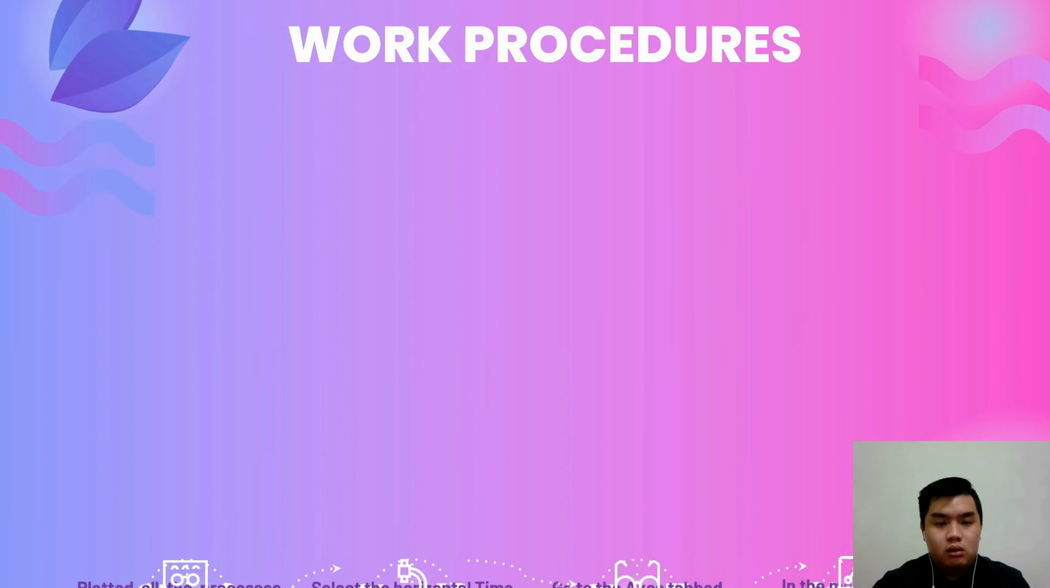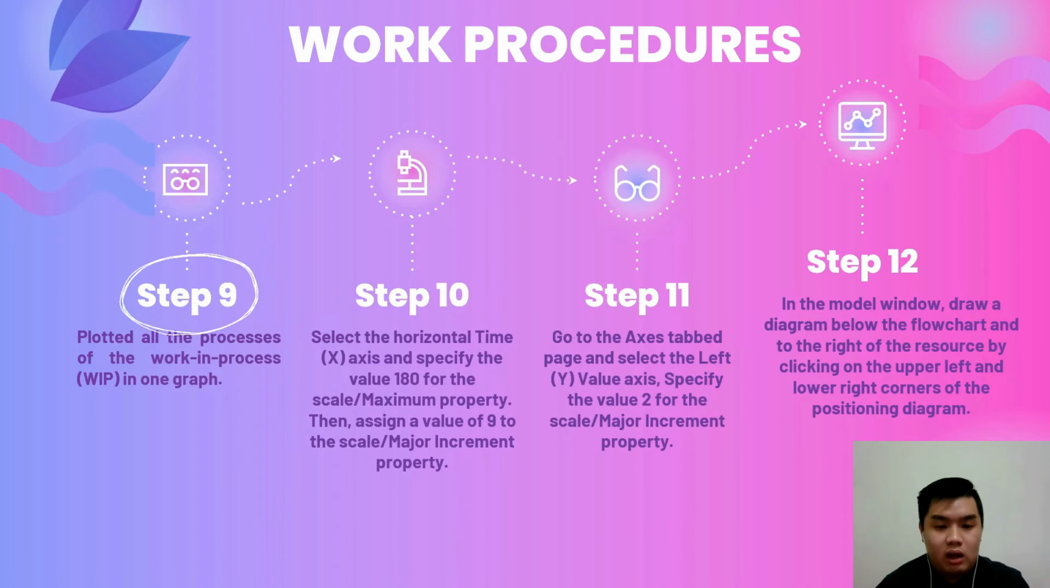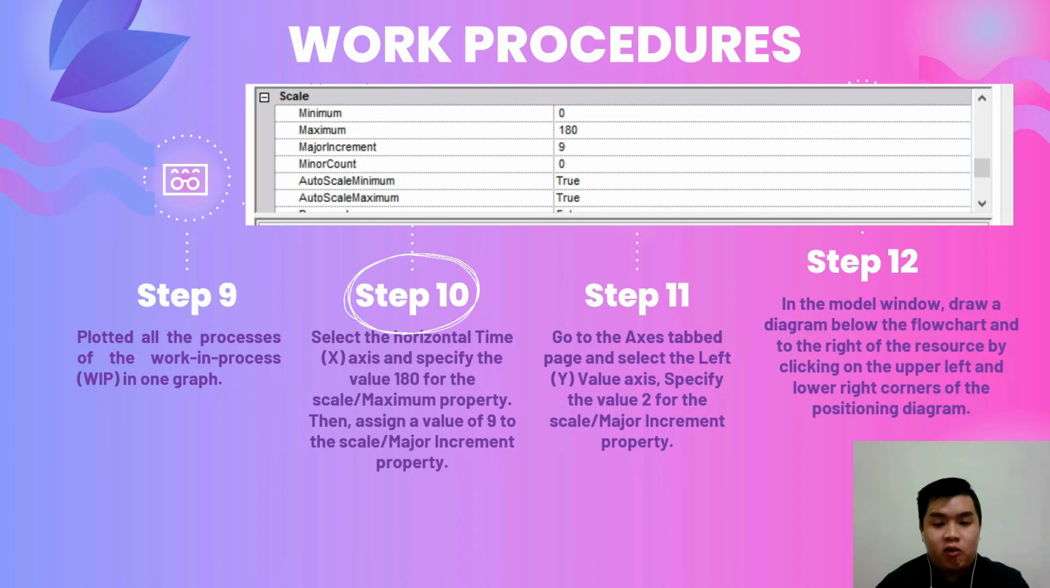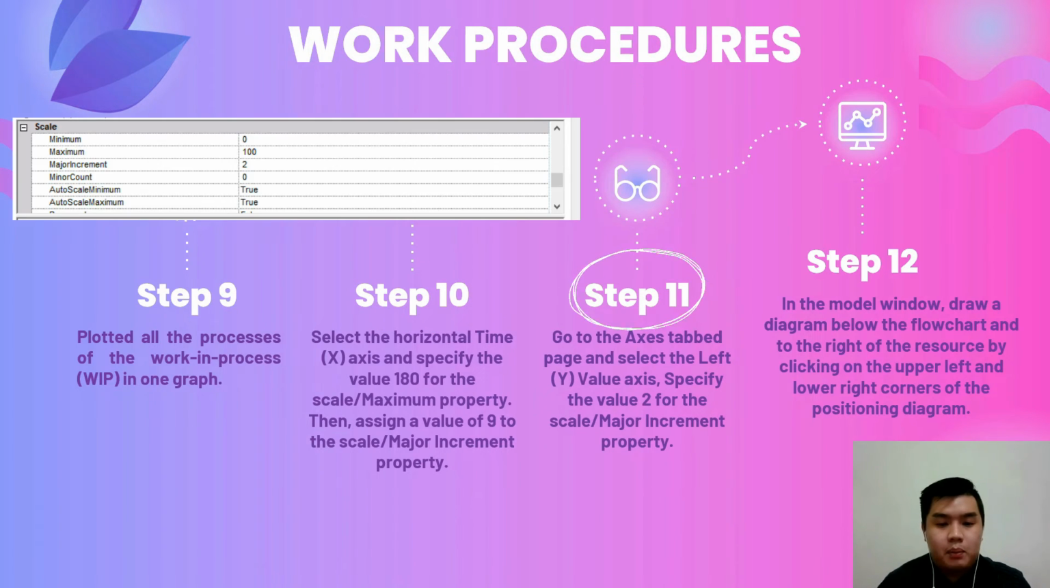and cashier. Step 9 is plot all processes of WIP in one graph. Step 10 is select the horizon time x-axis and specify the value 180 for the scale's maximum property. Then assign a value of 9 to the scale measure increment property. Step 11 is go to the Axes tab page and select the left Y value axis. Specify the value 2 for the scale measure increment property.